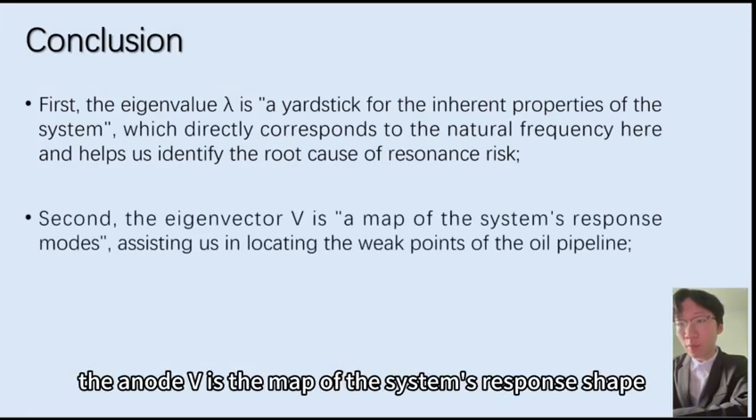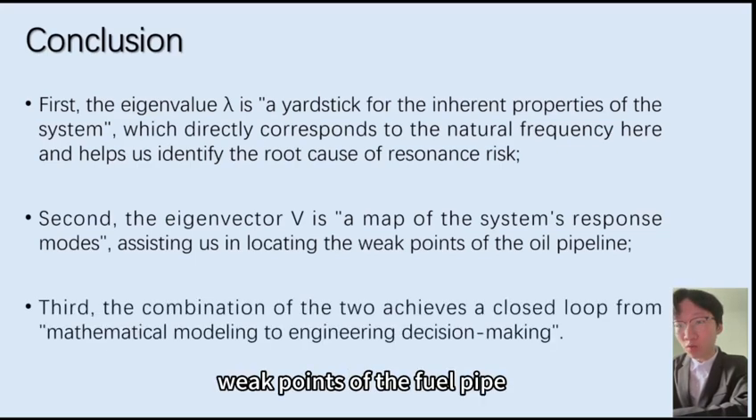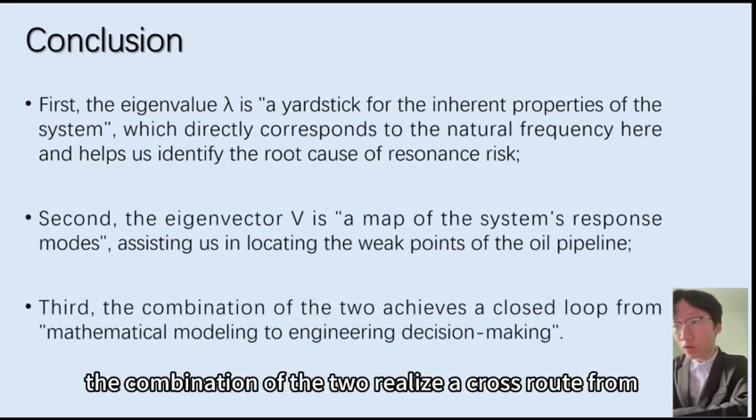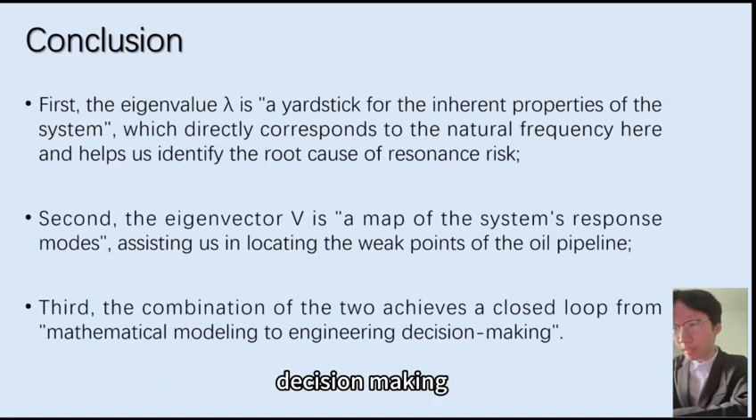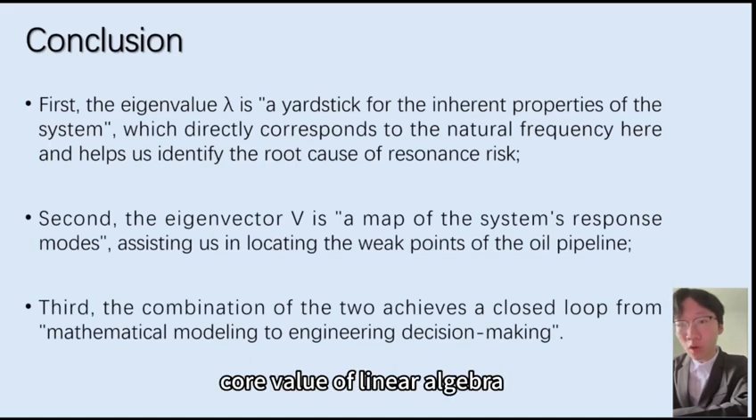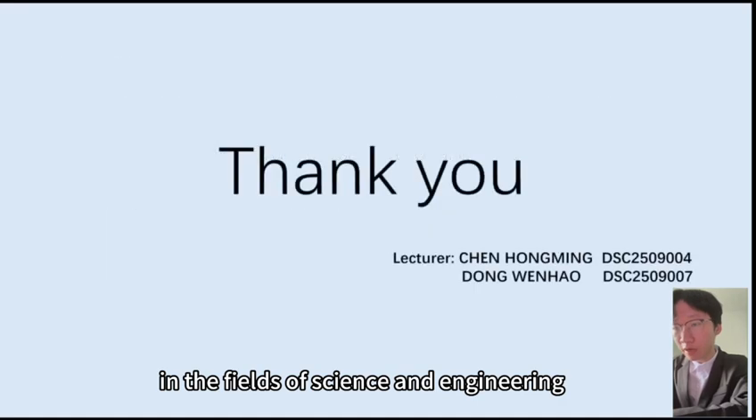Second, the eigenvector V is the map of the system's response shape, helping us locate the weak points of the fuel pipe. Third, the combination of the two realizes a closed loop from mathematical modeling to engineering decision-making. This is precisely the core value of linear algebra in the fields of science and engineering.